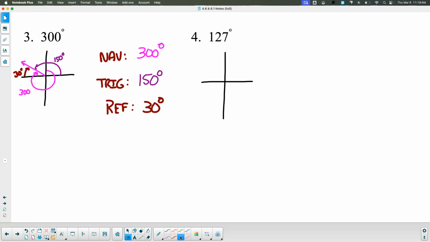127 degrees would be somewhere down in here. Right there would be 127 degrees. That would give me a reference angle here of 37 degrees. That would give me a trig angle here of 323 degrees. Yes.